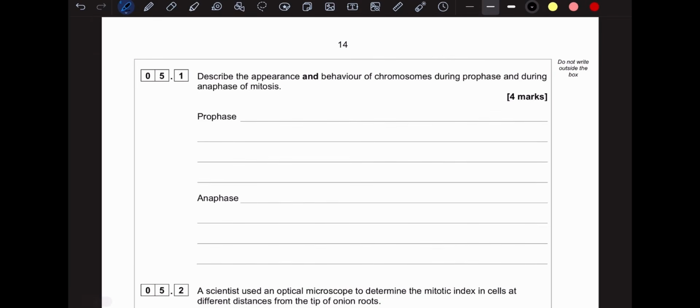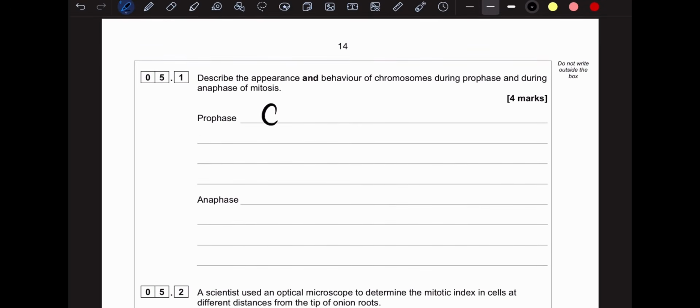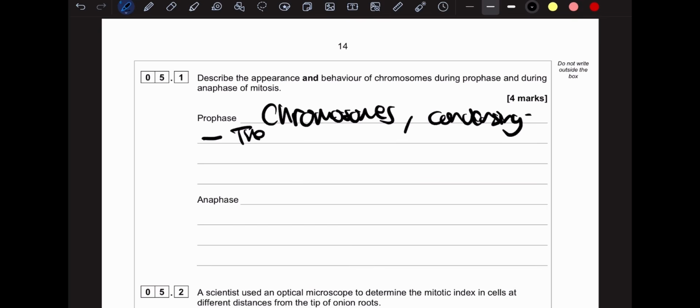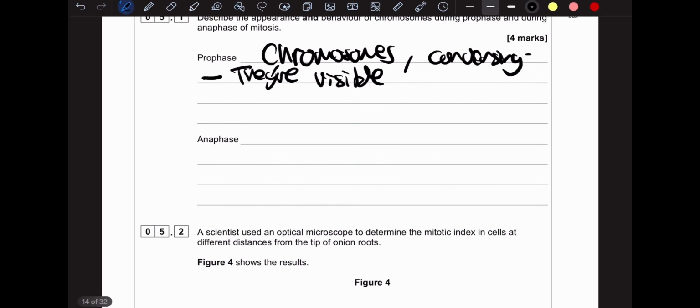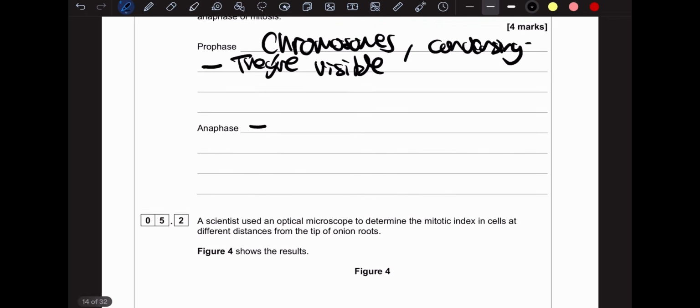Let's do prophase first. Oh, appearance and behavior. Okay, so we have these sister chromatids. We have these chromosomes, and in prophase they're condensing, right? In terms of appearance, they're visible. Yeah, pretty fair things to say. Anaphase, remember anaphase is where they're splitting apart, a pretty distinct aspect.